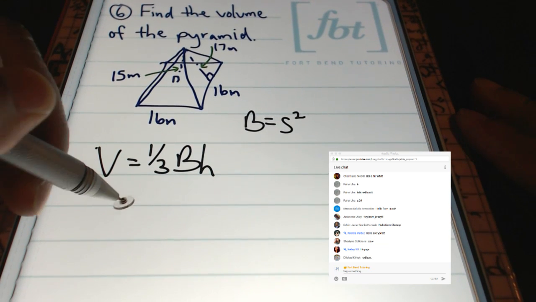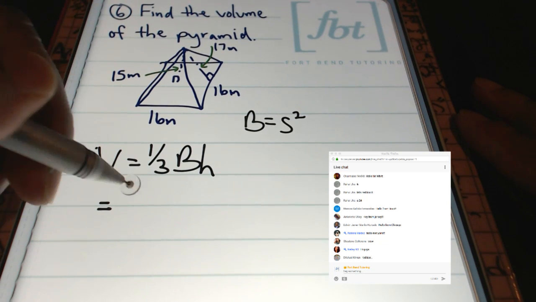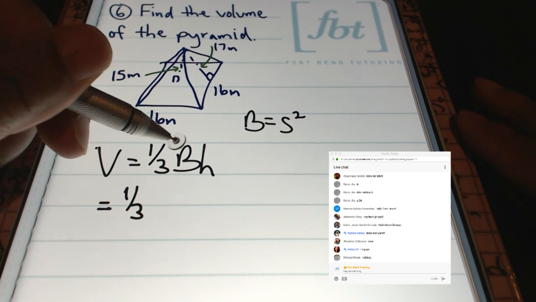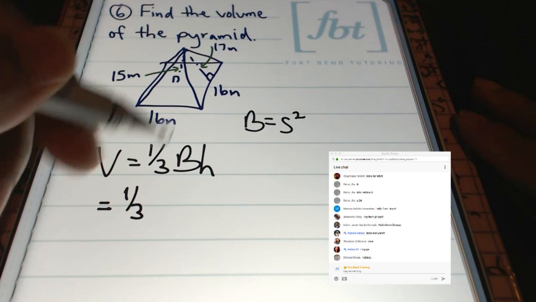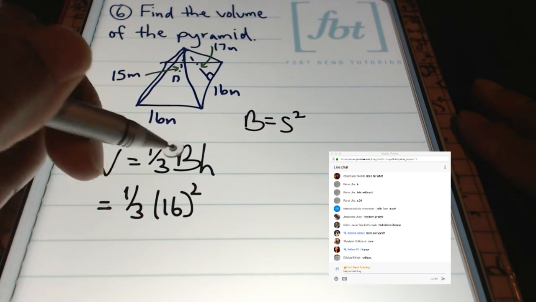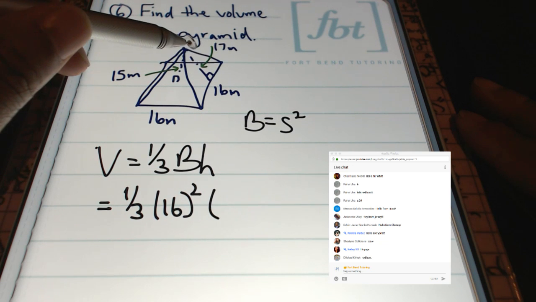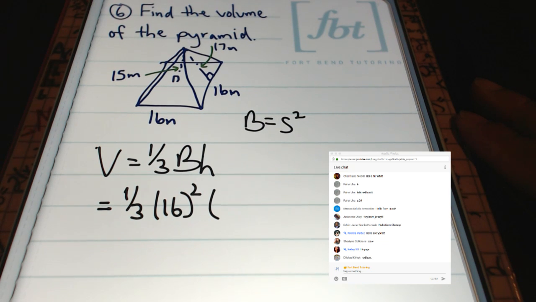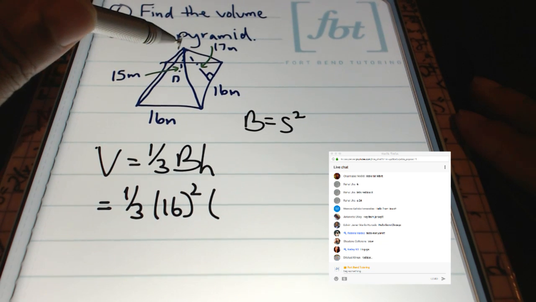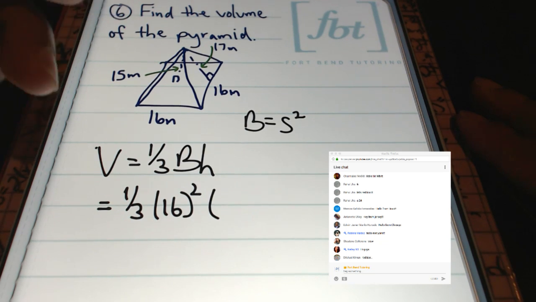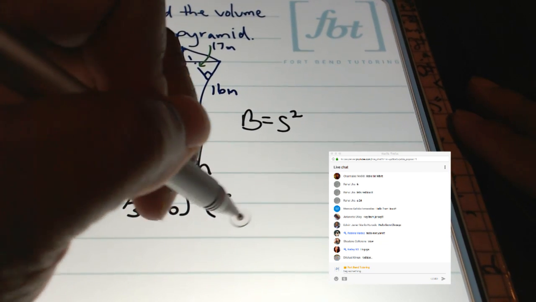All right, let's plug this in. We'll say that we have 1/3. Because the area of my square base is the side squared, this is going to be 16 squared, times the height of the pyramid, which in this case is 15. They're giving you some extra information in this problem, guys. This 17 value is the slant height, which we don't need to solve this problem. We just need the true height of the pyramid, which is 15. So you don't need the 17.